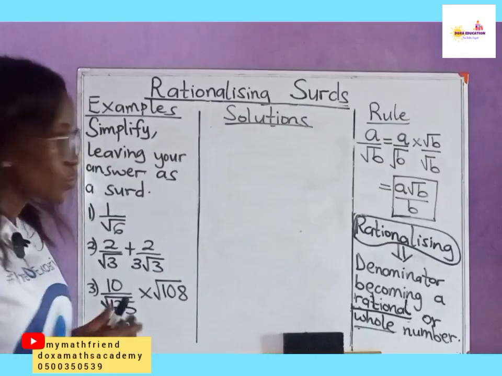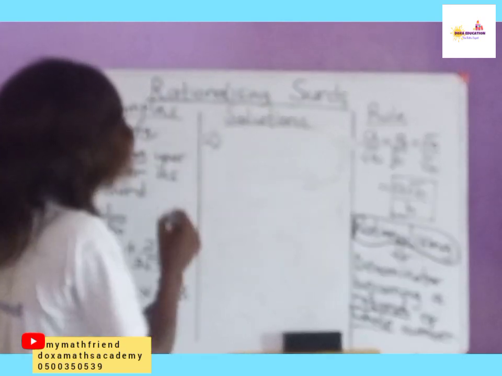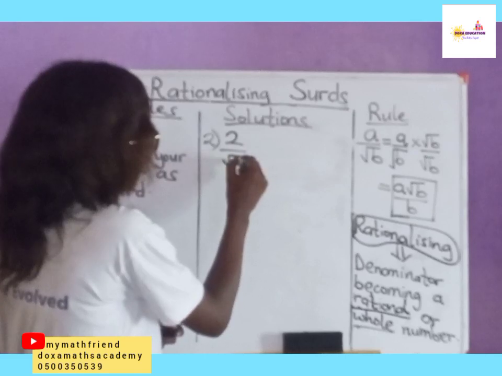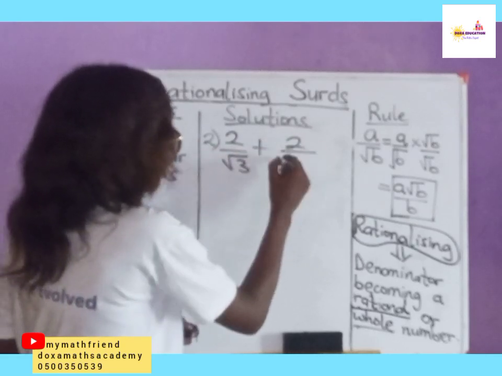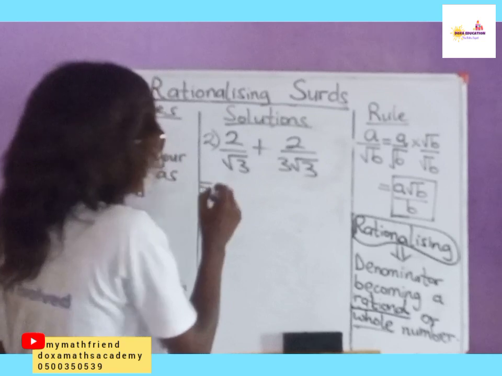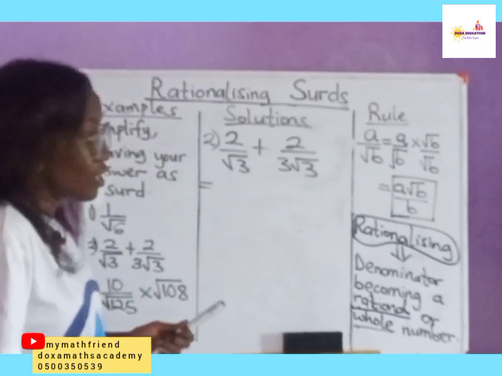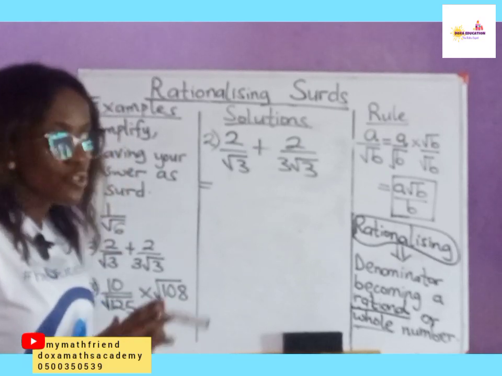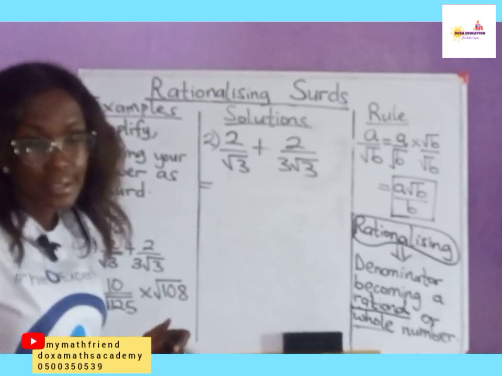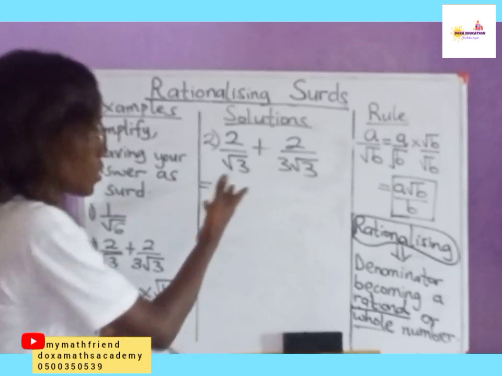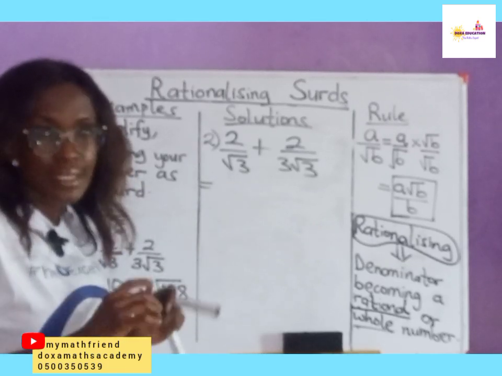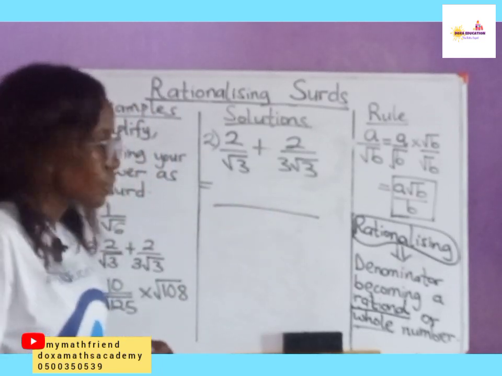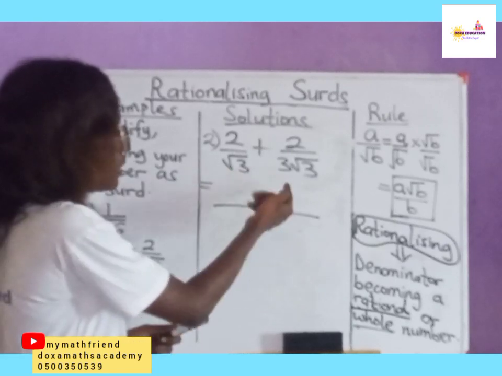Let's go to example 2. Now, in this question, you have two different fractions, two different surds, which have been added. So you treat them just like when you are adding fractions. Now, this is an expression, there is no equal to sign. So you find the LCM and write the LCM under the line. What is the LCM of root 3 and 3 root 3?